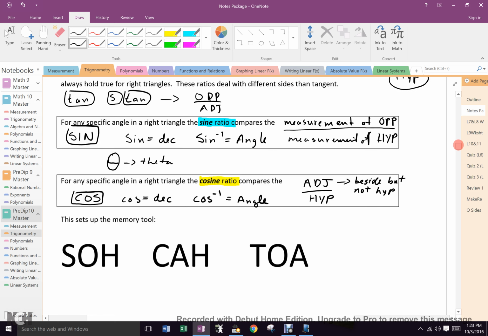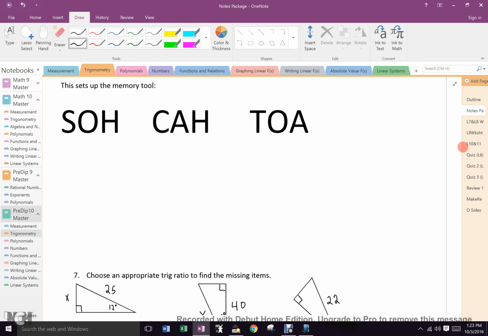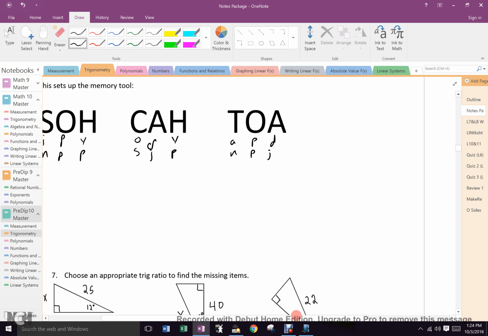Anyways. Long story short, this memory tool is sine, opposite, hypotenuse. Cos, adjacent, hypotenuse. Tan, opposite, adjacent. Now, in all this blank white space here, I want you all to draw a triangle.